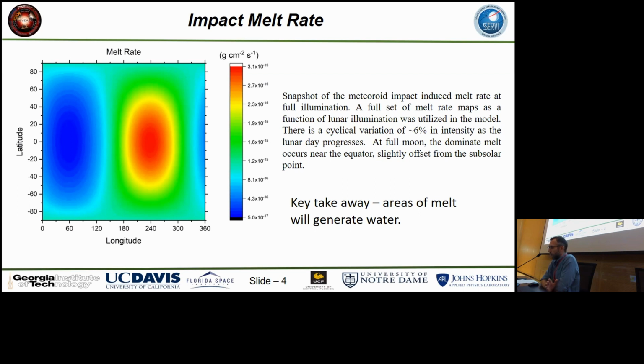The melt rates on average are incredibly low, though. We're talking about femtograms per centimeter squared per second, right? However, the key takeaway here is that you're melting the regolith. You're obviously at high enough temperatures to produce water from the recombinative desorption mechanism.